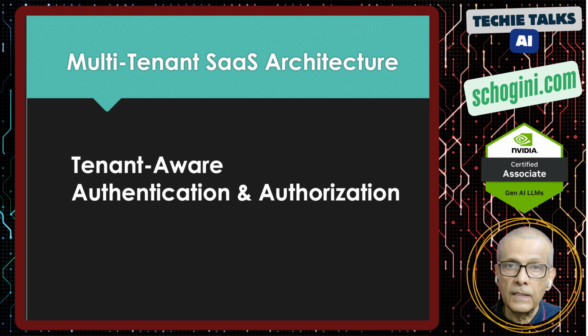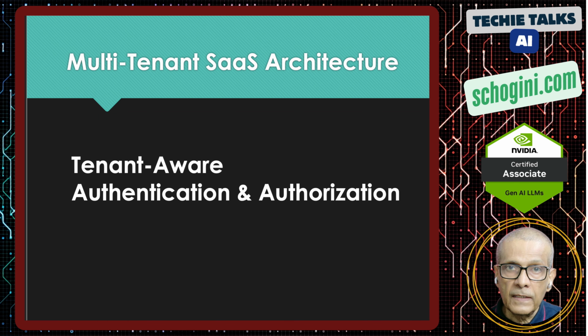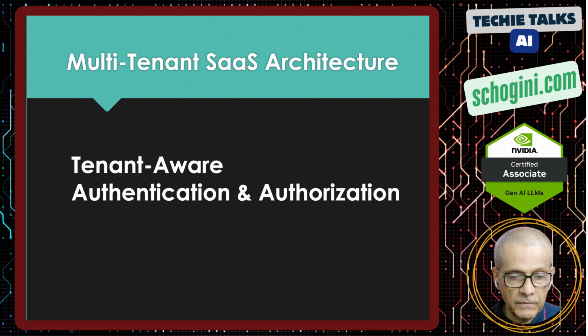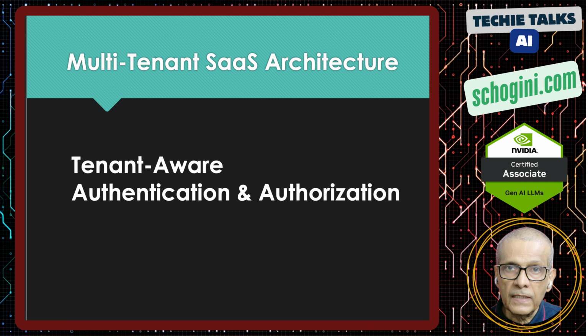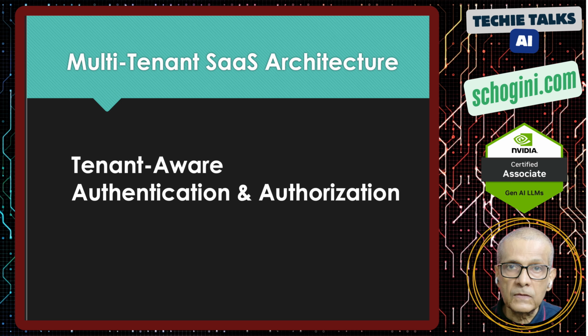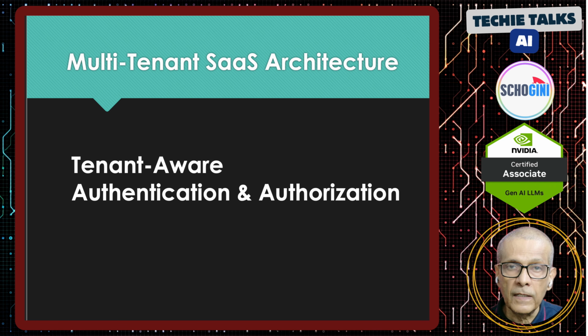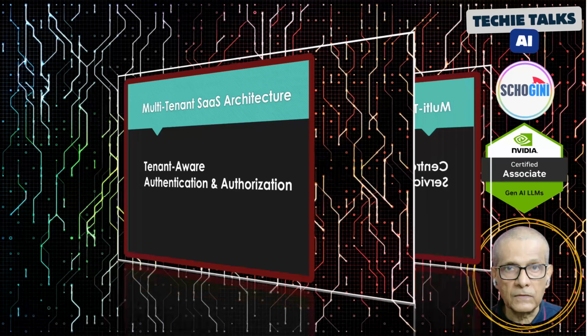Tenant-aware authentication and authorization. Add tenant authentication with JWT or OAuth2 and role-based access control, RBAC. We will see them. Each tenant can have unique users, admins, and privileges. Include audit trails and access logs for compliance. This step enforces strong isolation and accountability between clients.